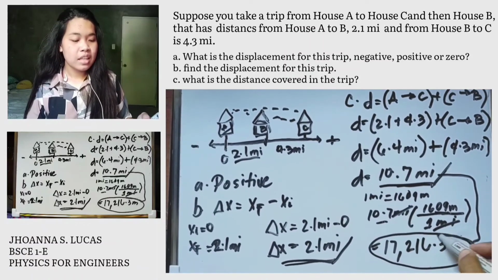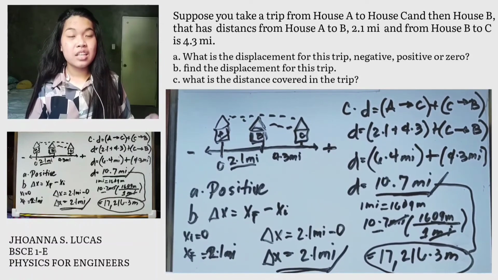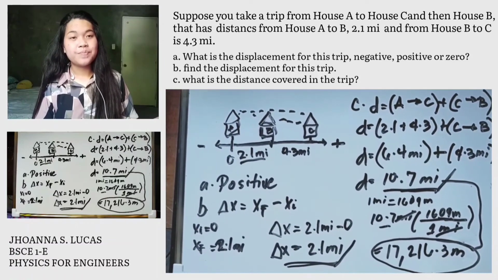Our answer in C, or the distance covered in this trip, is 10.7 miles, and in meters it is 17,216.3 meters. That is how we can find or solve a problem that is looking for its position, distance, and displacement. That's all. Thank you for watching.